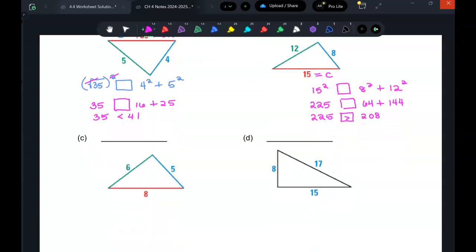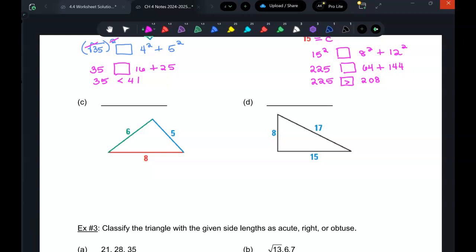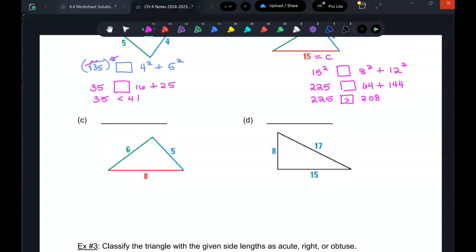How do you know whether to do it as equals? We don't. Last class, they were always equal to because I gave you a right triangle. But this way, we don't know. That's why I don't put it.